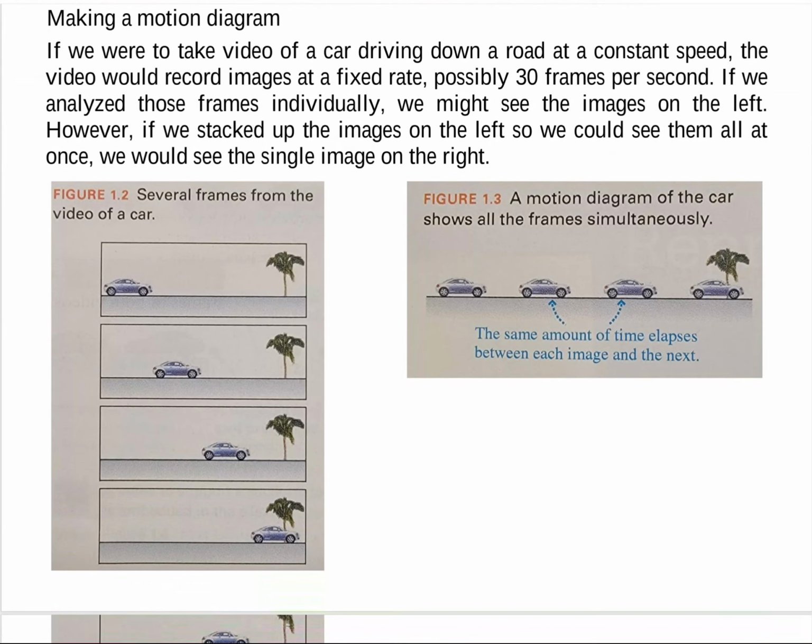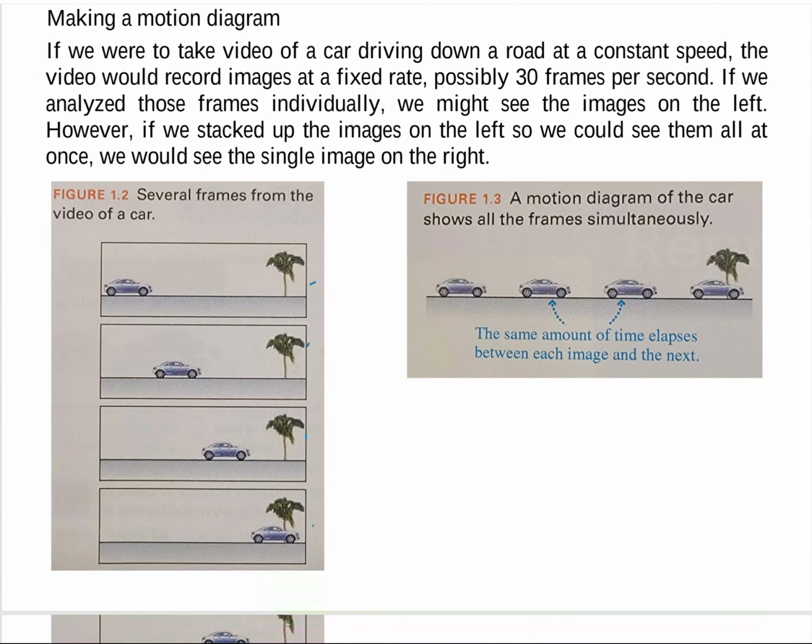The video is recording images at a fixed rate. So it takes a picture, takes a picture, takes a picture, takes a picture. If you look at the reel, maybe 30 frames per second, that's pretty standard. So if we analyze those frames individually, we might see this: frame 1, frame 2, frame 3, frame 4.